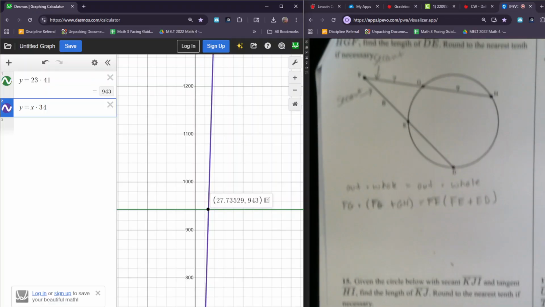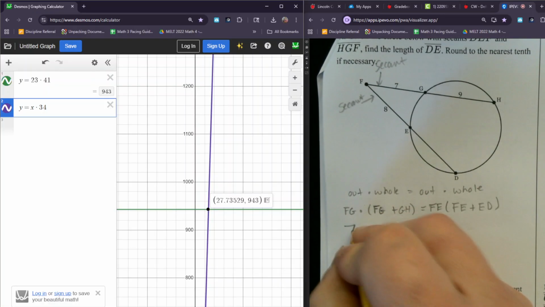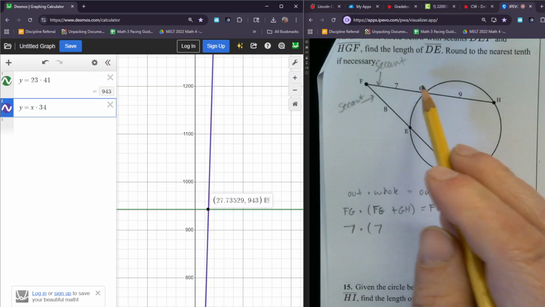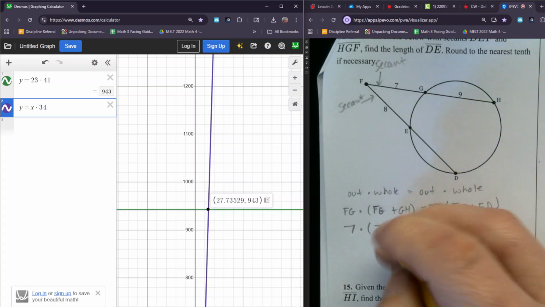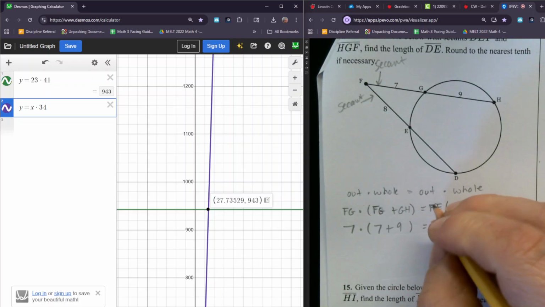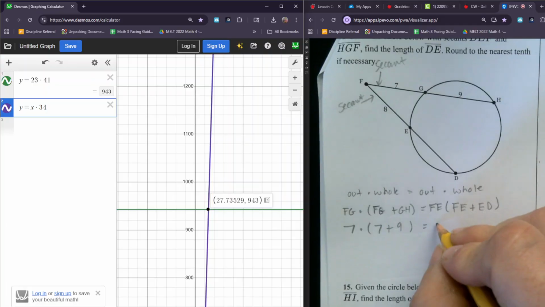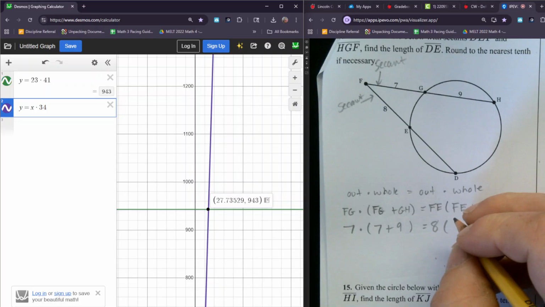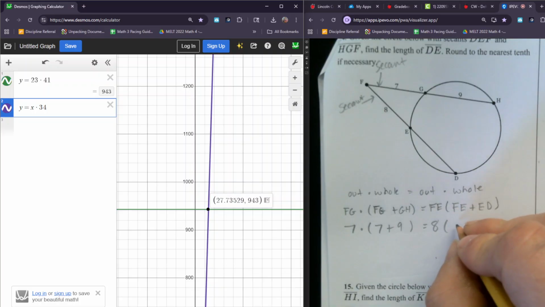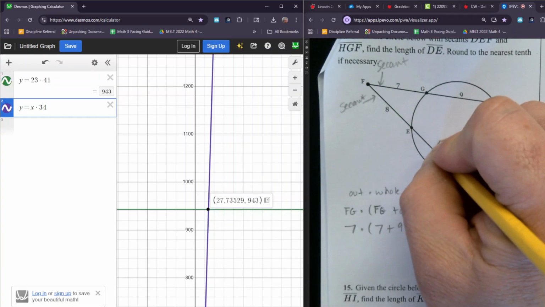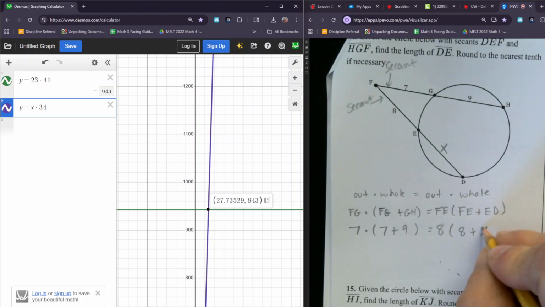Okay, so FG, let's see. 7 times, remember it's going to go in two places. The outside 7, and the whole thing is 7 plus 9. Equals FE, which is 8, times, now I'm just going to call this X, the ED part.